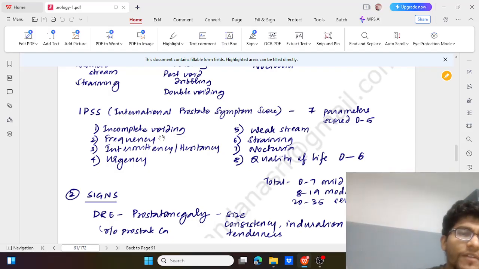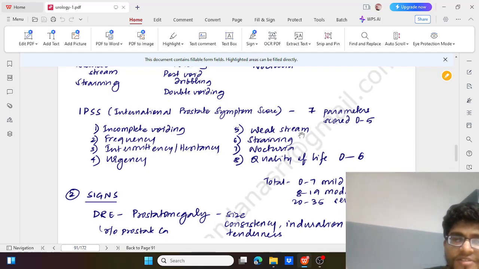So if you have to go every 2 hours, if you are within 2 hours of passing urine, then it is called more frequency. Then there is intermittency or hesitancy, that during passing urine, if the urine passage stops and you have to restart passing urine, then it is called intermittency or hesitancy. Then urgency, that once you have felt that you have to pass urine, you cannot stop, otherwise the urine may pass in the pants itself.